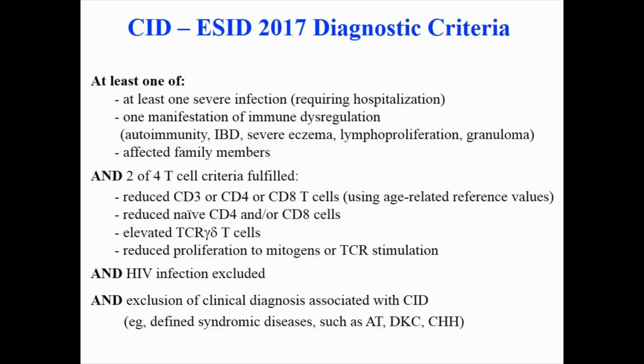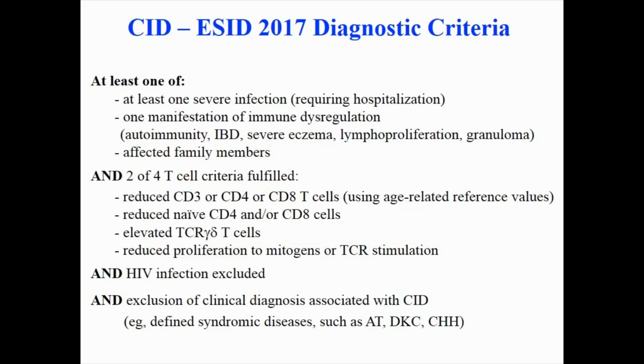But there is an alternative receptor, which is called gamma delta, that only happens in normal individuals in about 10-15% of T cells. But in these patients with CID, this can be significantly expanded, and we'll also review when it is expanded. And then you see again reduced proliferation to mitogens, again PHA, or other ways to stimulate T cells, like activating their T cell receptor.